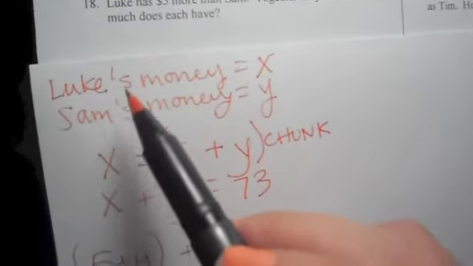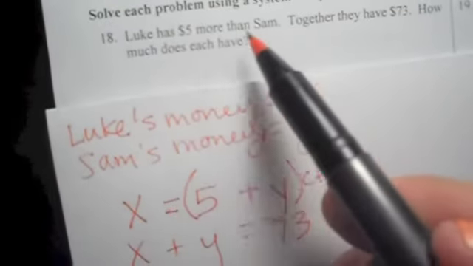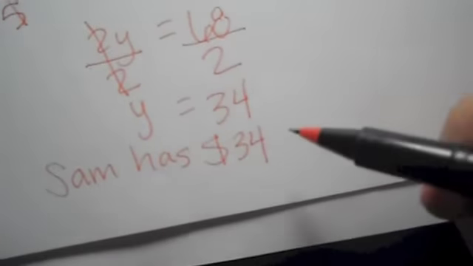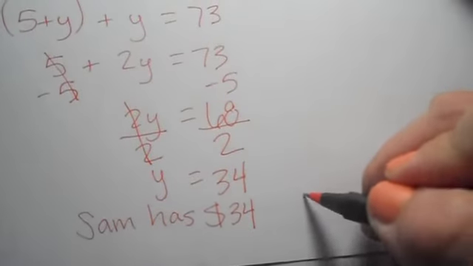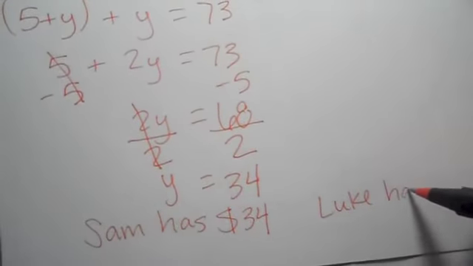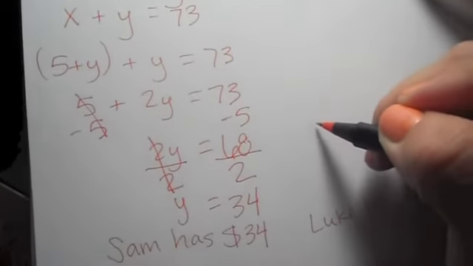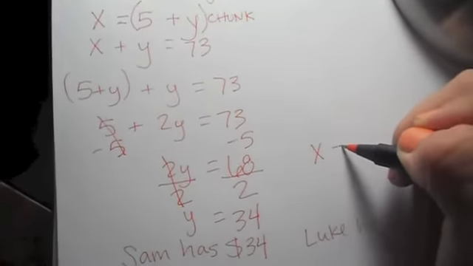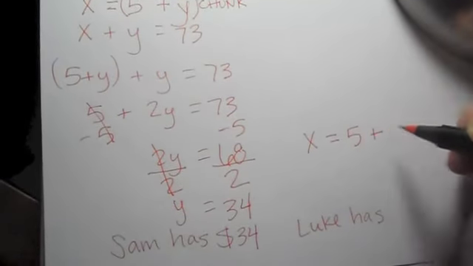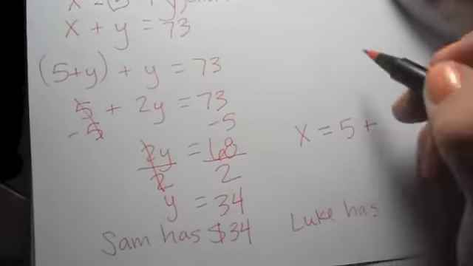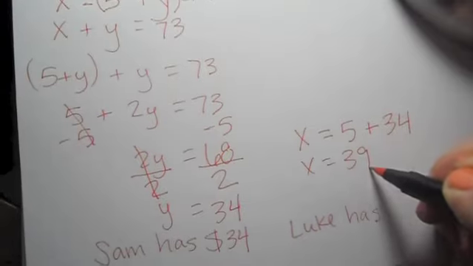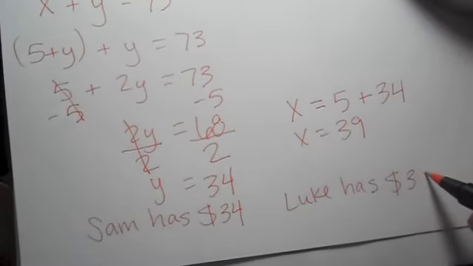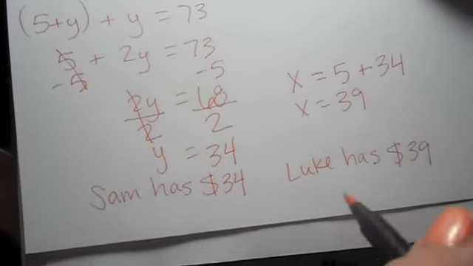Okay? But he wasn't the only person we were talking about. We also had Luke. Well, if Sam has $34, what was that word problem? Luke has $5 more than Sam. So we take 34 and add 5 to it. We can also just use that equation if we wanted to. Alright, so Luke has, if Luke is X, right, equals 5 plus Sam, which is 34. And that gives us 39. So Luke has $39.